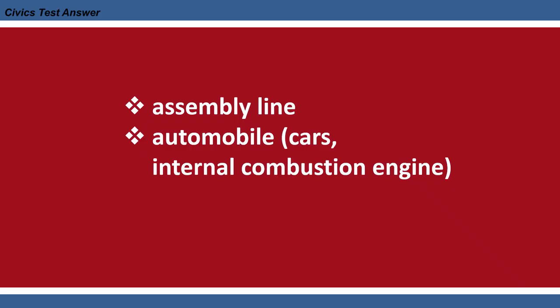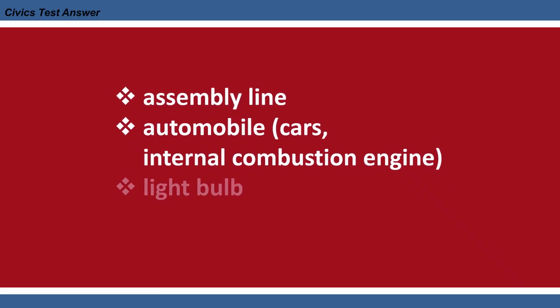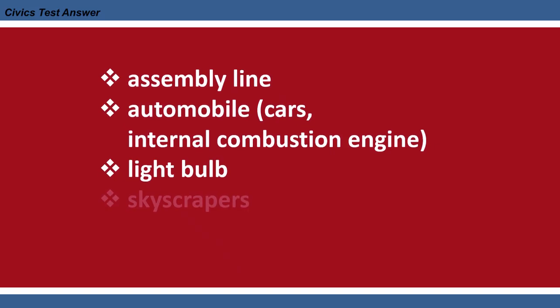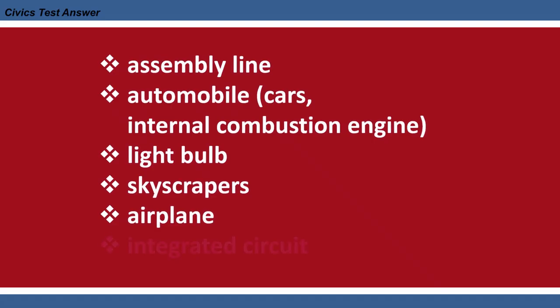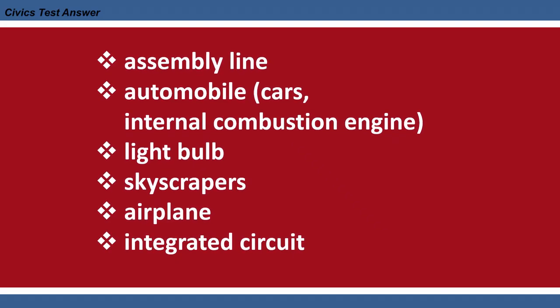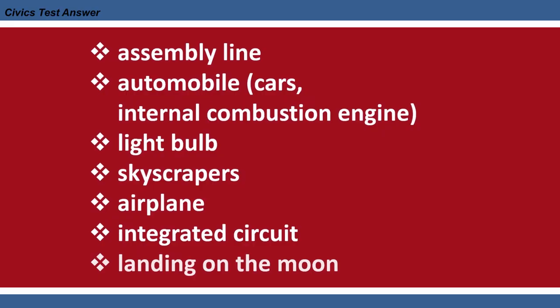Assembly line manufacturing and other innovations of the Industrial Revolution also paved the way for the introduction of complex technologies and constructions, such as the light bulb, skyscrapers, the airplane, and the integrated circuit. Eventually, advances in science and engineering would even make possible space-age achievements, like landing on the moon.